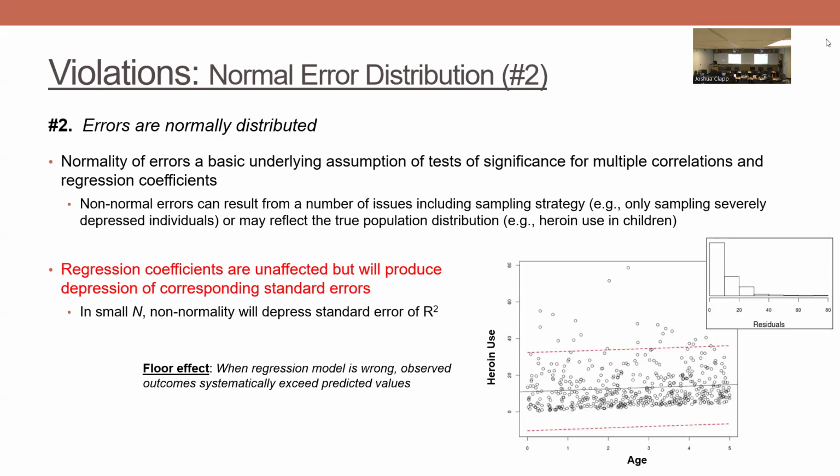Okay? And if I've got a small sample size, we'll also see depression in the standard error of my R squared value. I don't worry about this as much. Anybody have an idea for why I might not worry about the standard error of my R squared? Do I care about R squared all that much in psychological science?